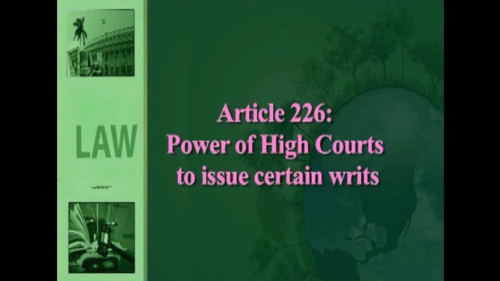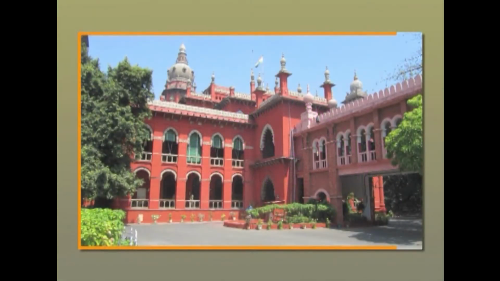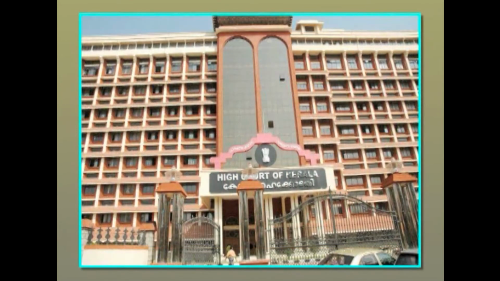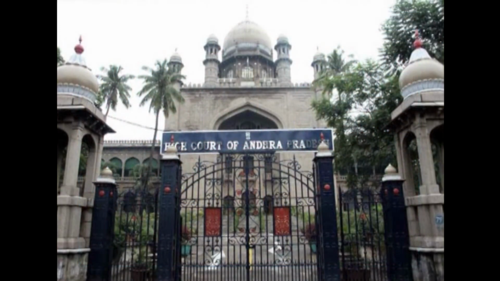Article 226, Power of High Courts to issue certain writs. Under this article, every High Court shall have the power throughout the territories in relation to which it exercises jurisdiction to issue orders or writs, including writs in the nature of habeas corpus, mandamus, prohibition, quo warranto and certiorari or any of them for the enforcement of any of the rights conferred by Part 3 and for any other purpose.